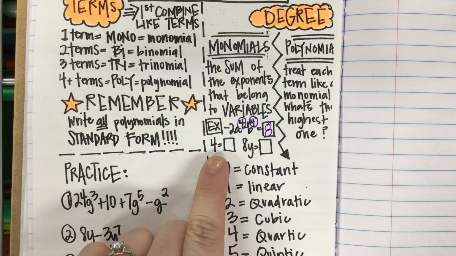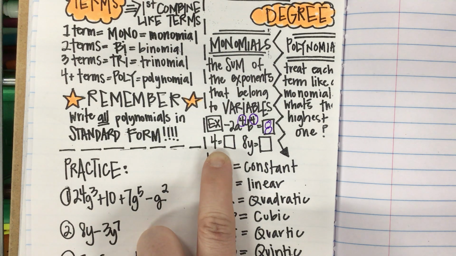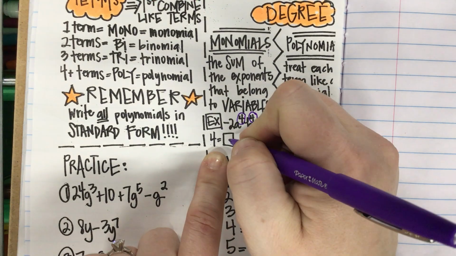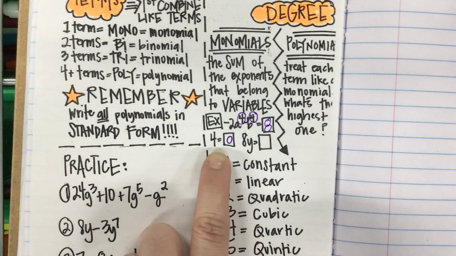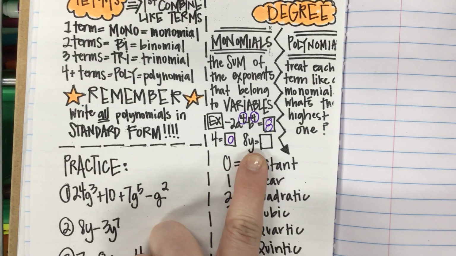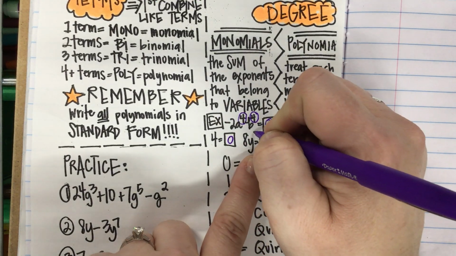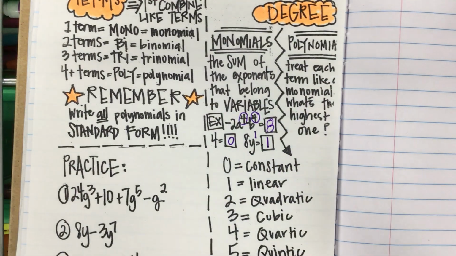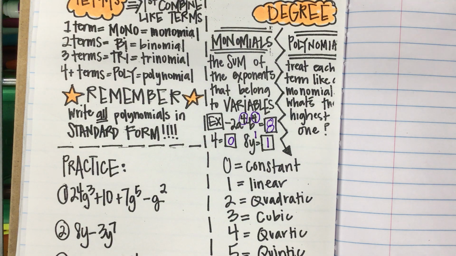Look at this one. What's this degree? 0. Why 0? There's no variable. So this is 0. What about this one? 1, because there is an exponent of 1. So this is the first degree. What if it's 8 to the third? Is there a variable? No, so it'd just be 0. It only matters if there are variables.